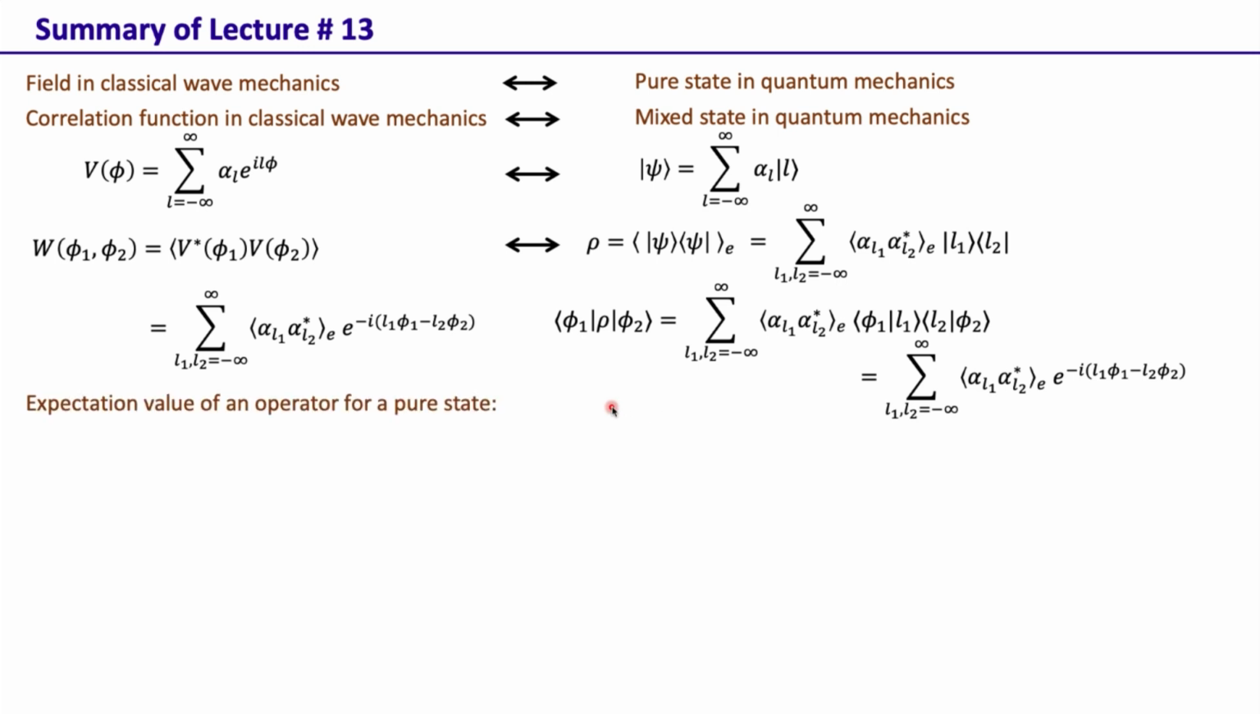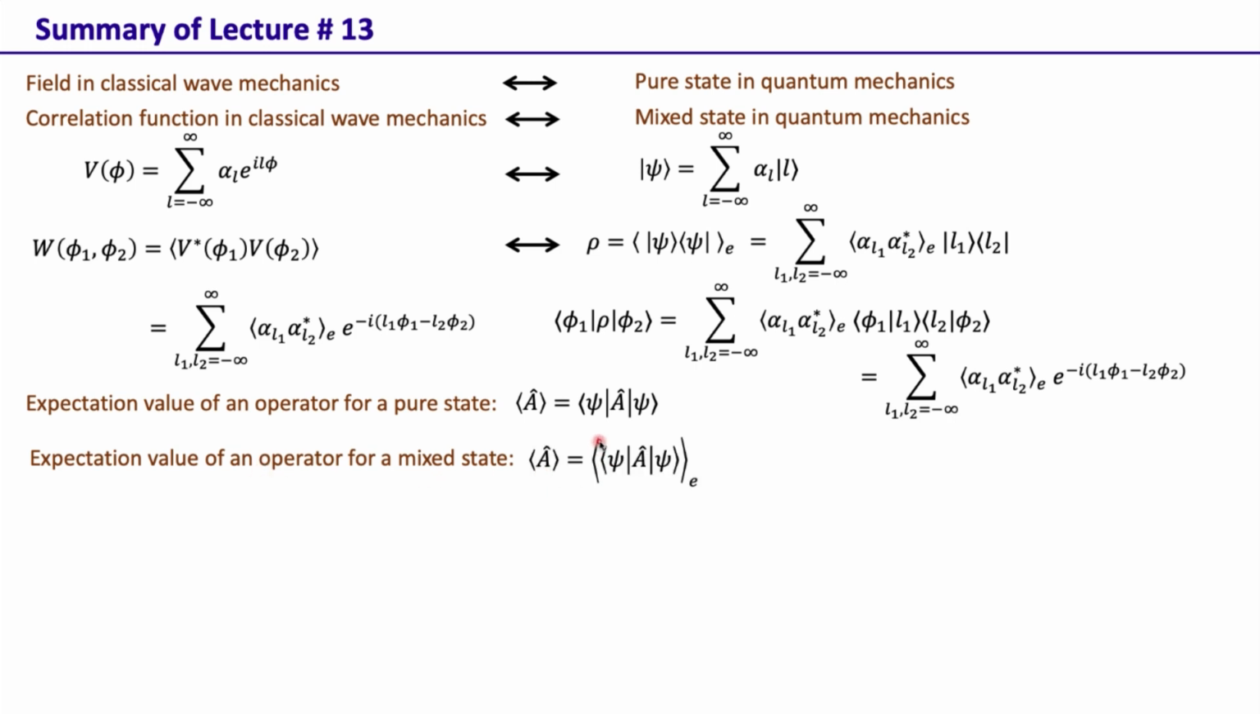We also know that the expectation value of an operator for a pure state is given like this, where A is the operator and psi is the state. So the expectation value of the operator is psi A psi. But if it's a mixed state, then the expectation value is given by the average value of the expectation value, and this is the ensemble average, and this we showed last time is equal to the trace of rho times A.